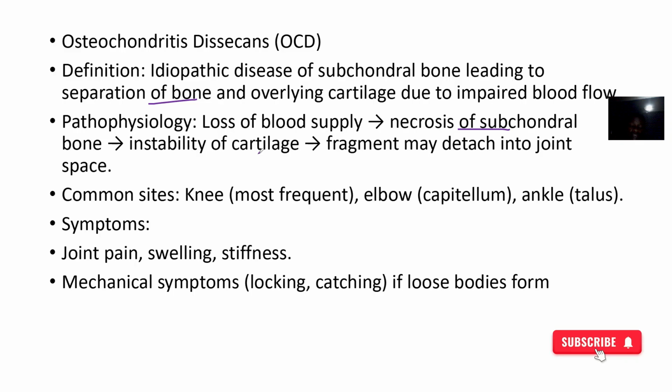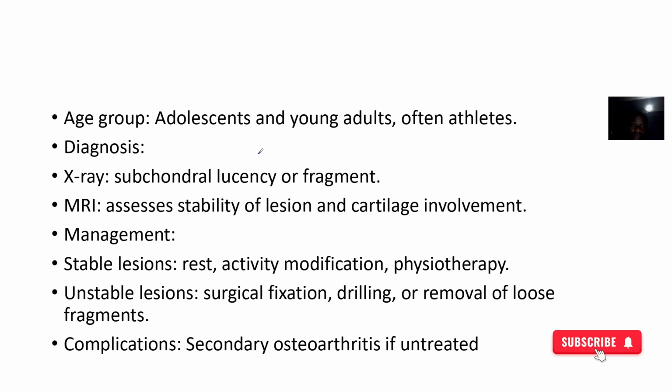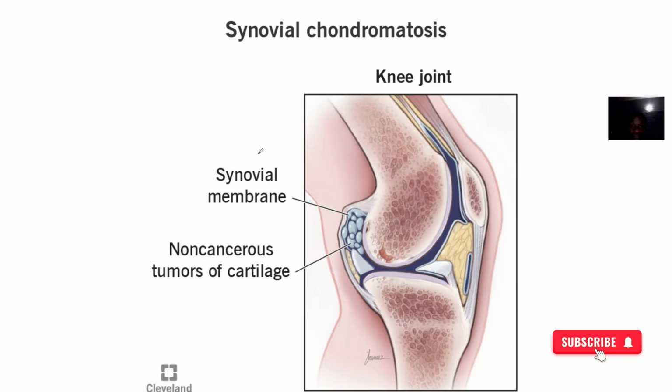Okay, they usually occur in the knee, the elbow, and the ankle. So there's lots of joint pain, swelling, and stiffness. It usually affects adolescents and young adults. You diagnose it using X-rays and MRI. For treatment, if the lesion is stable, the person just has to rest more and reduce any activity that will stress that part of the body. If it is unstable, there are surgical fixations, drillings, removal of the loose fragments, and the rest of it.